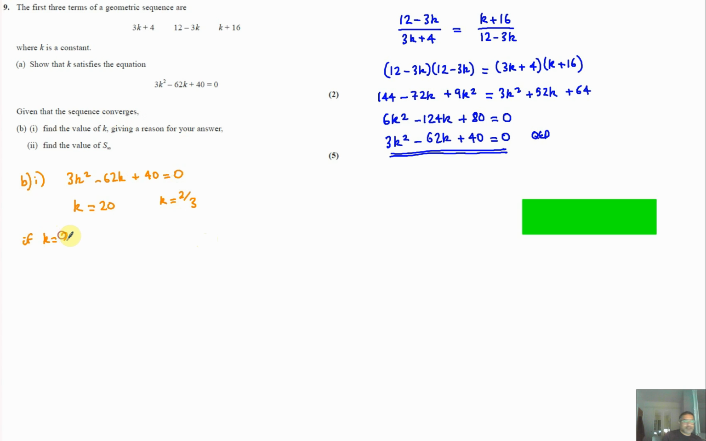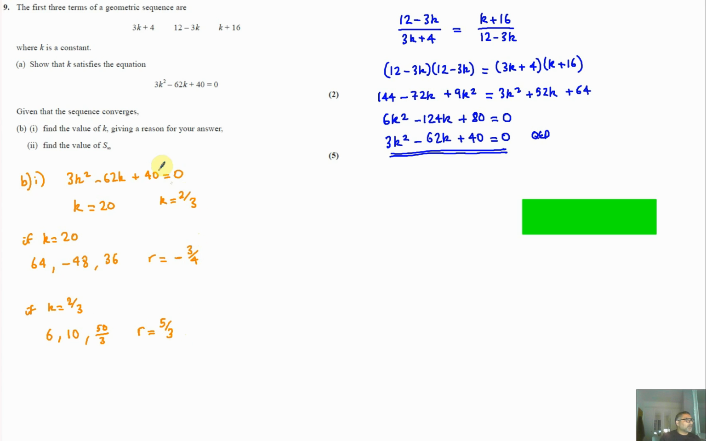If K equals 20, our sequence will be 64, minus 48, and then 36. So what's our common ratio? It's being multiplied by minus 3/4. If K is 2/3, our sequence will look like this: 3 times 2/3 plus 4 will give us 6, then 10, then 50 over 3. And here our common ratio is 5 over 3.